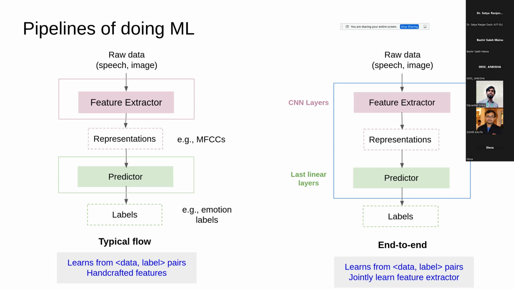Here the advantage of the left-hand side, the conventional one, is that you can build a good system with less data, as in earlier days. But in the end-to-end case, one important factor is that you don't need a feature extractor, because you don't know which feature extractor may be good for which task. That's why we conventionally use MFCC for everything. In this case the CNN layers learn the features themselves based on the task; if it is emotion, it will learn differently.